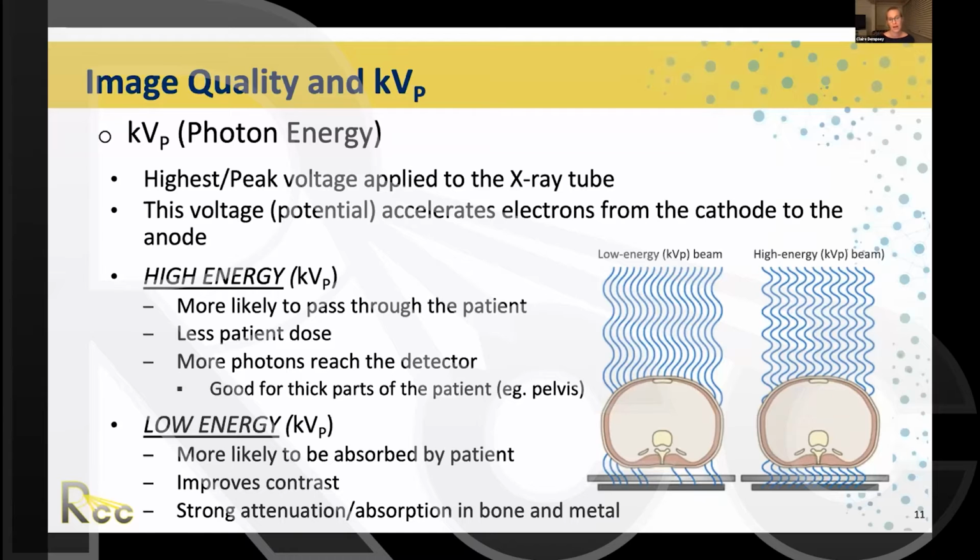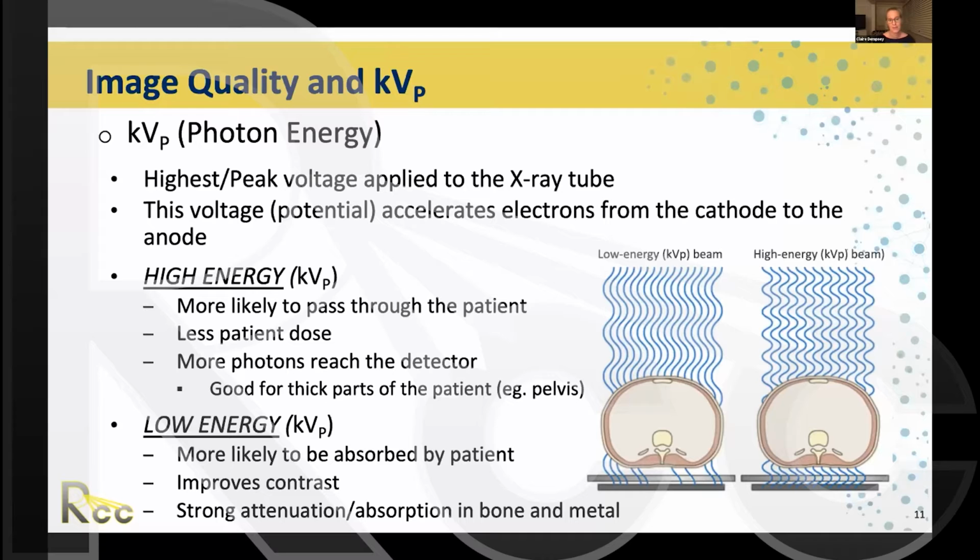So if we use a high energy or a high kVp, the energy of those photons are more likely to pass through the patient. And this is good because it gives less patient dose, and then that means you'll also be getting more photons reaching your kV detector panel on the other side of the patient. And this is really good for thicker parts of the patient, for example, your pelvis, where if you used a lower energy, all of the photons would be absorbed in the patient and you wouldn't get a very good contrast image from that.